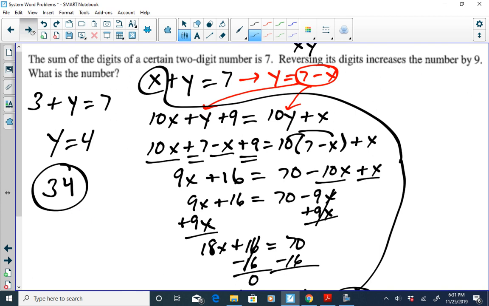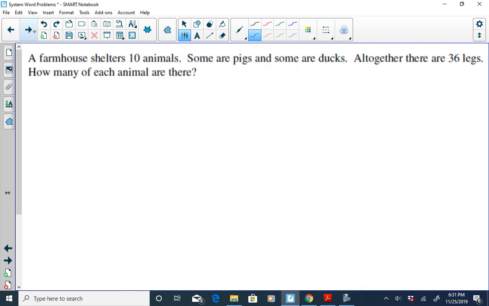Alright, let's take a look at the next one. Okay, this one's a bit easier. We have a farmhouse that shelters 10 animals. Some are pigs, some are ducks. Altogether there are 36 legs. How many of each animal are there?